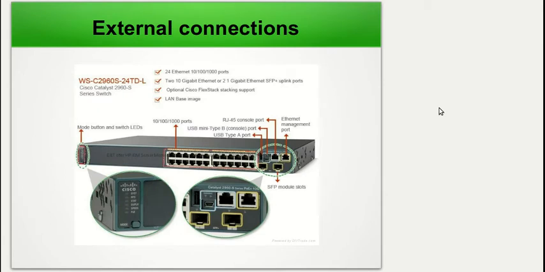Switches consist of multiple ports that either run at 10 megabits per second, 100 megabits per second, or 1000 megabits per second, and these ports are known as RJ45 ports, and they allow us to connect our end devices, our printers, our servers, our laptops to our switch.